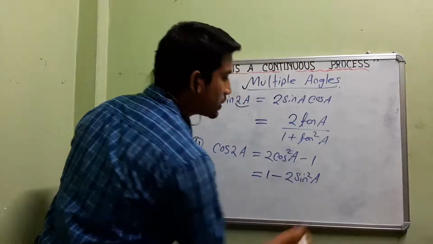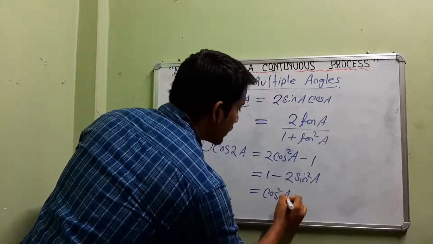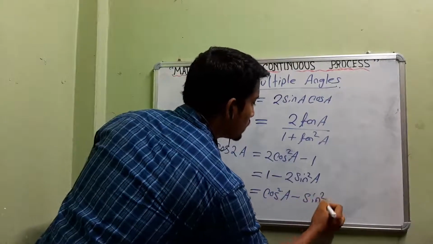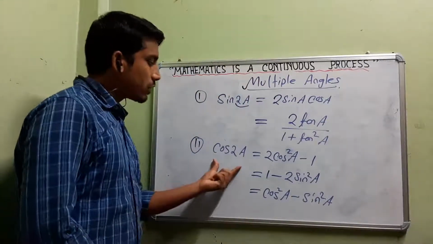1 minus 2 sin square A. Also sometimes it is written as cos square A minus sin square A. These three formats are there. One more format is there, let me write. Okay, so till now we got cos 2A.